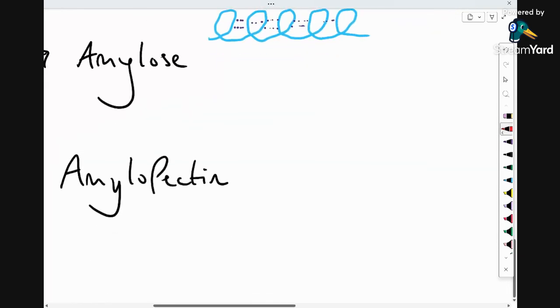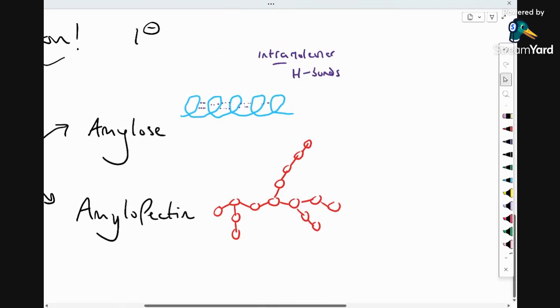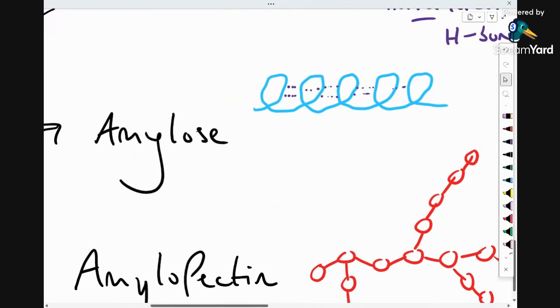Amylopectin, on the other hand, I'll do it in red, is branched, very much like glycogen. So it's kind of linear to a point. We've got alpha-1,4 glycosidic bonds, but we also then can have 1,6 glycosidic bonds, which allow a linkage group to come off here. You might have one here, you might have one here, etc. And we're more focused on amylose actually for this.